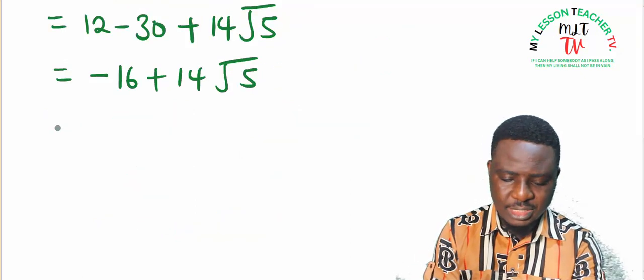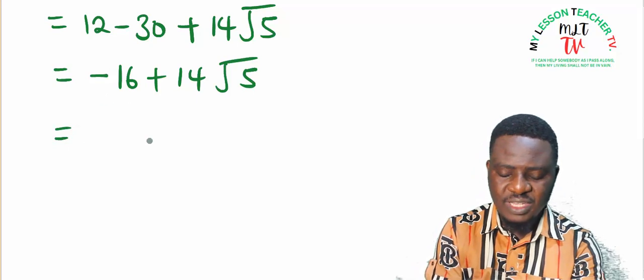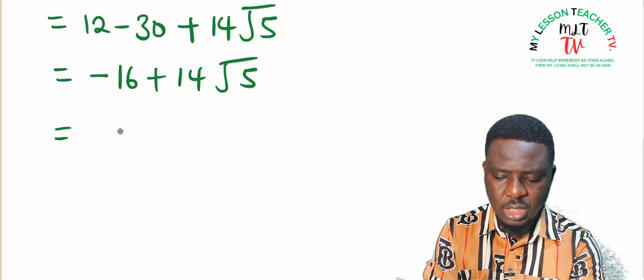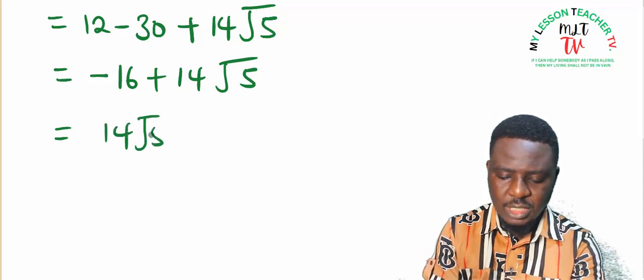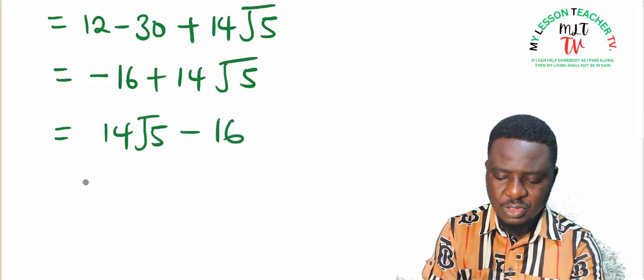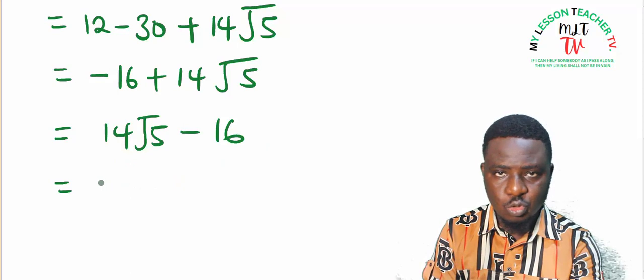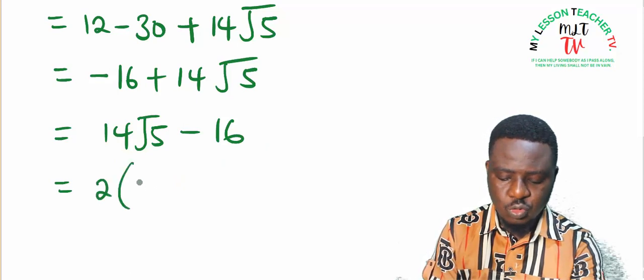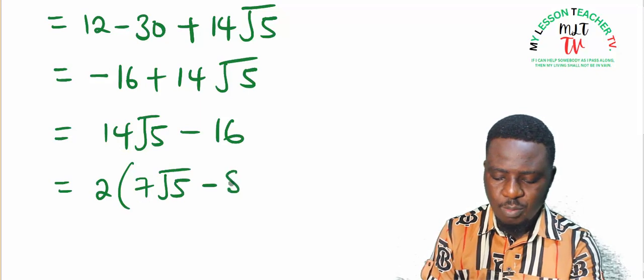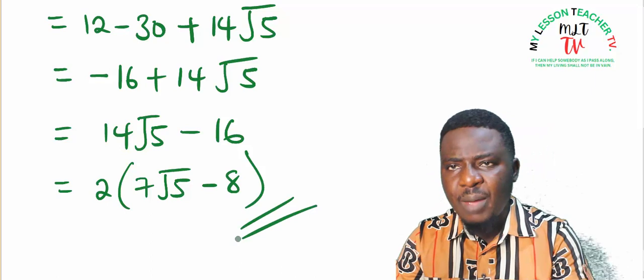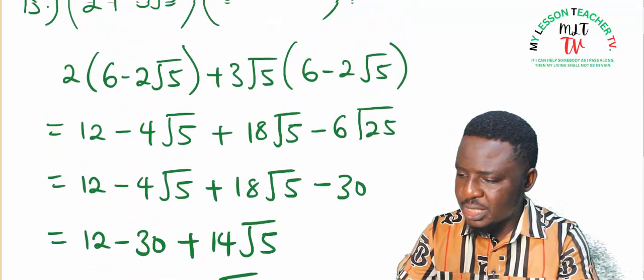In mathematics, it is preferable that the first term always be a positive number where necessary. So I'm going to rearrange this into 14 root 5 minus 16. And when you factorize out what is common, which is 2, this gives us 2 into 7 root 5 minus 8 as our answer. That brings us to the end of today's class.